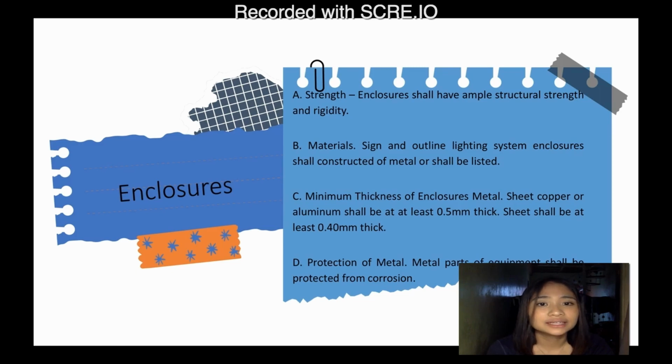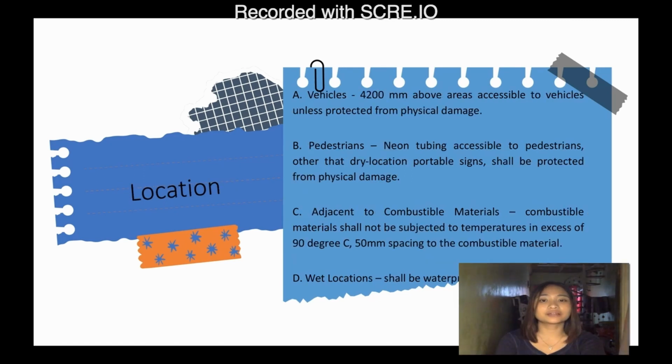Enclosures. A, strength: enclosures shall have ample structural strength and rigidity. Materials: enclosures shall be constructed of metal or shall be listed. Minimum thickness of enclosure metal shall be at least 0.5 mm thick, and nonmetal shall be at least 0.40 mm thick. Protection of metal: metal parts of equipment shall be protected from corrosion. Location in vehicles: 4,200 mm above areas accessible to vehicles unless protected from physical damage.